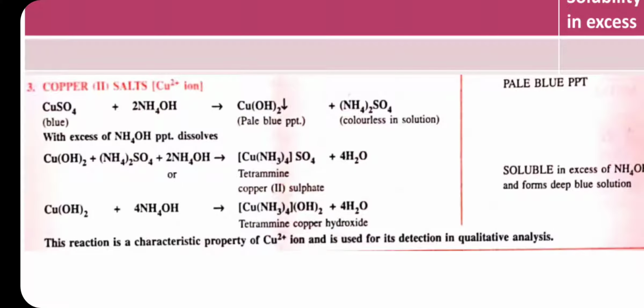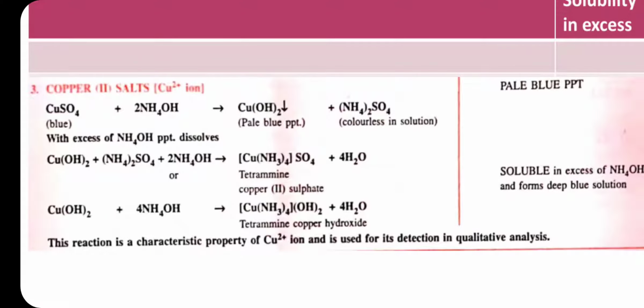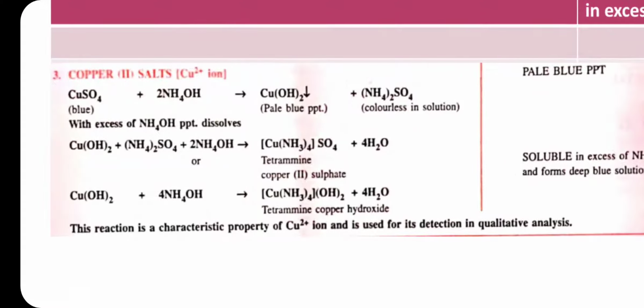It forms a deep blue color. It gives a deep blue solution. Now why does it give that color? Because copper hydroxide, when it is reacting with excess of NH4OH and also the salt that is present in the solution, that is ammonium sulfate, altogether it gives us a complex salt of tetraamine copper 2 sulfate. This is a complex salt of tetraamine copper 2 sulfate which is soluble in water, and hence it also gives an inky blue or a deep blue color to the solution.